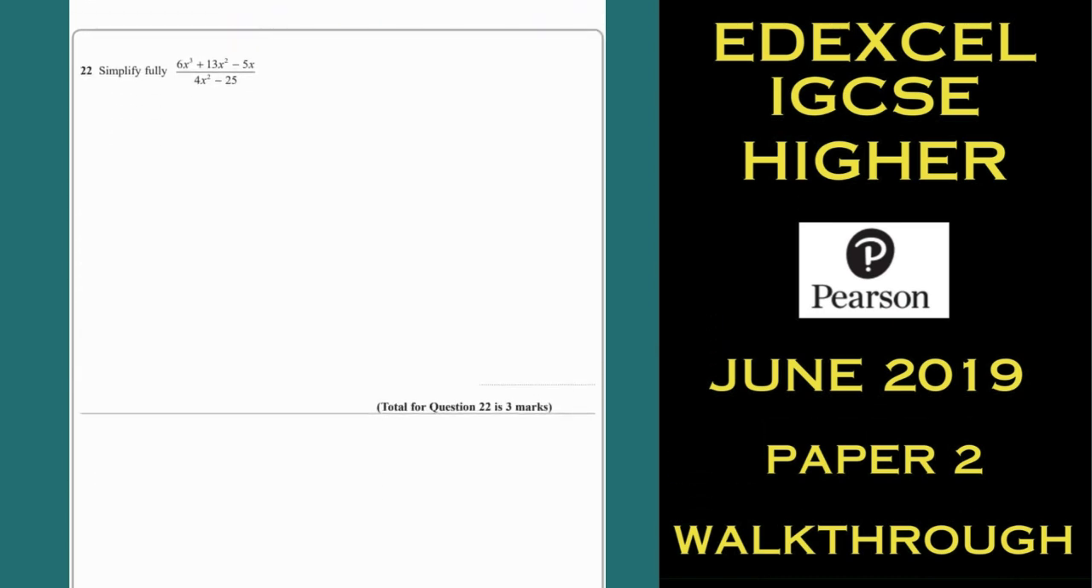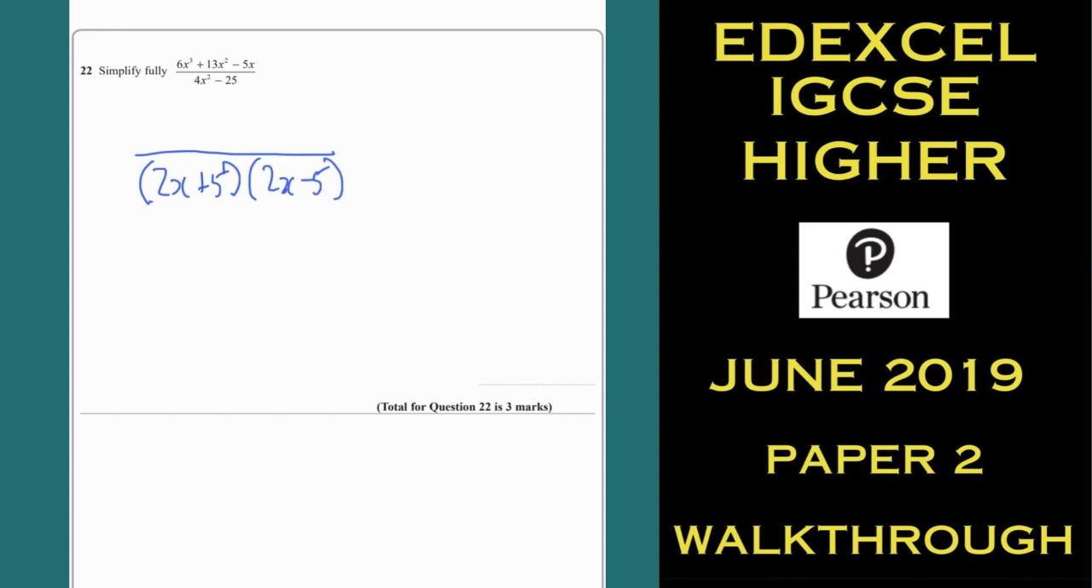Number 22. These are difficult, but they are bog standard. They come up all the time. Factorise the top, factorise the bottom. The bottom is the easiest because it's the difference of two squares. 4 is a square number, 25 is a square number, x squared is an unknown square number. So you do 2x plus 5 and 2x minus 5.